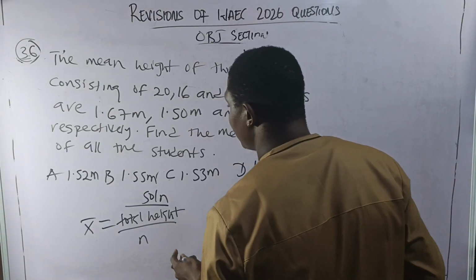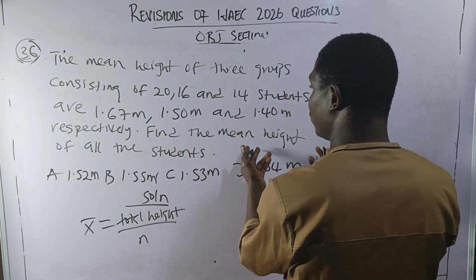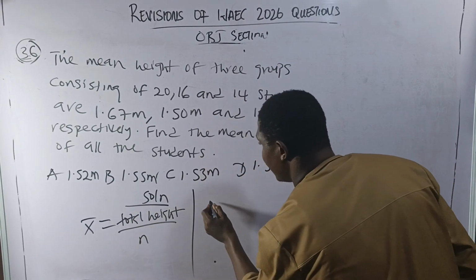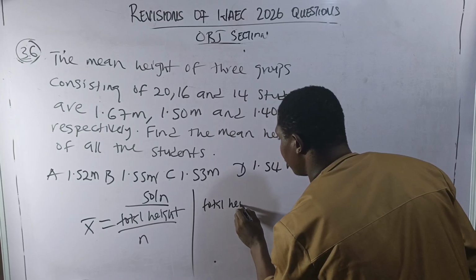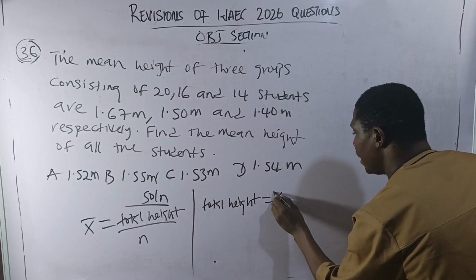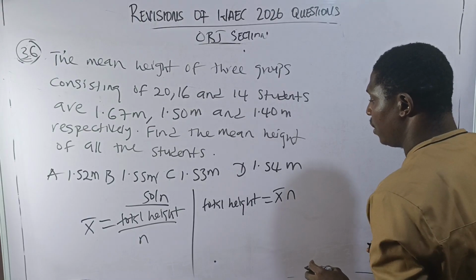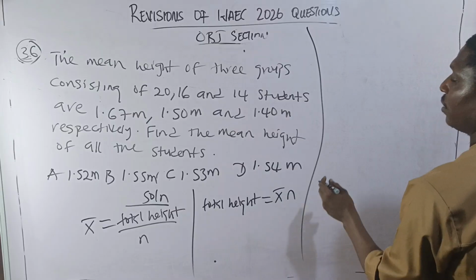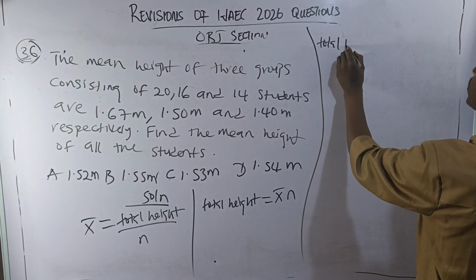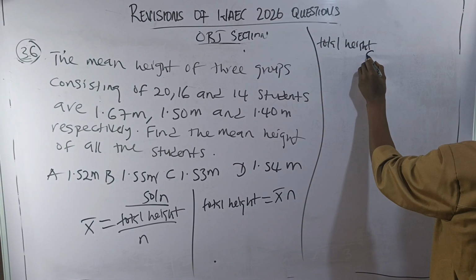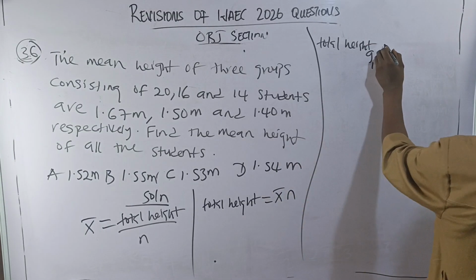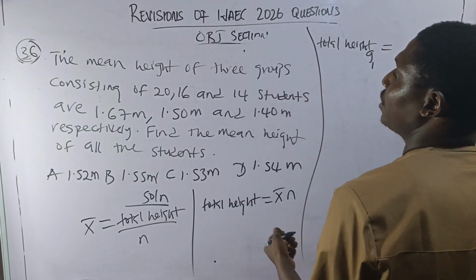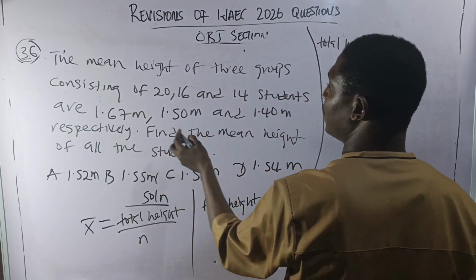Now, since we want to get the mean height of all students, we'll need total height. So let me get my total height. Total height will be equal to x bar times N. Now we'll get the total height for each group. So I have total height for group 1 will be equal to x bar, the mean height of the first group. So the first mean is this.